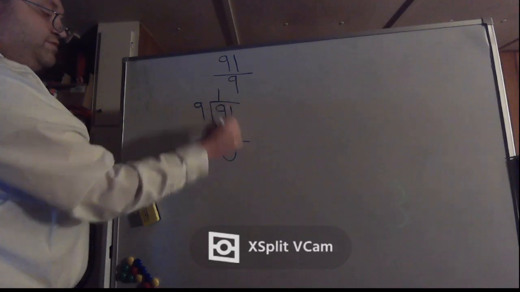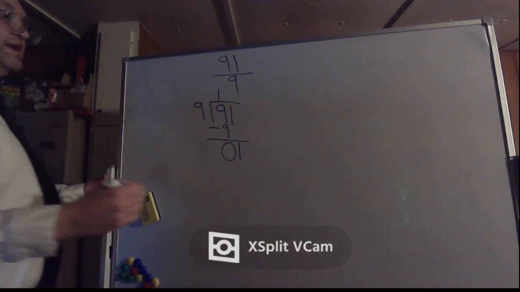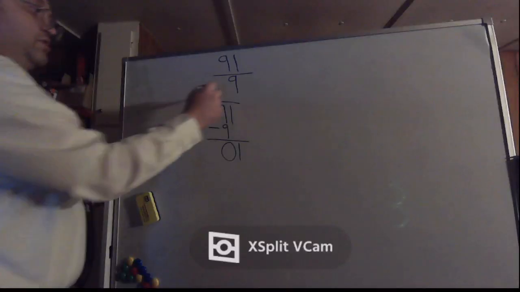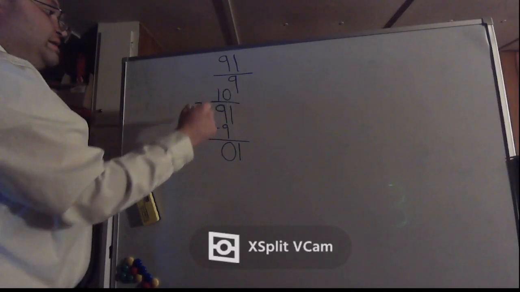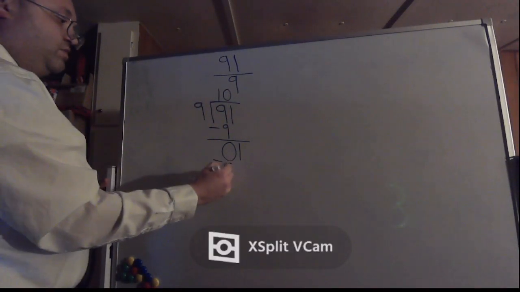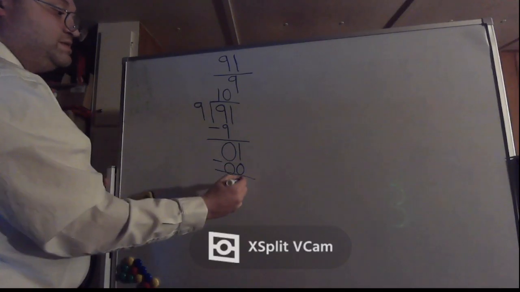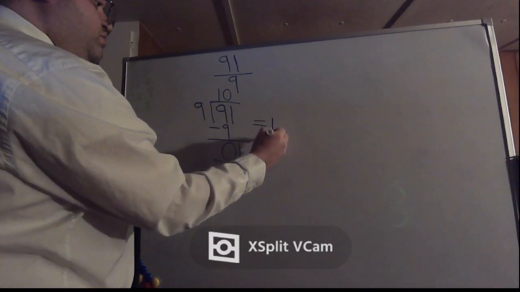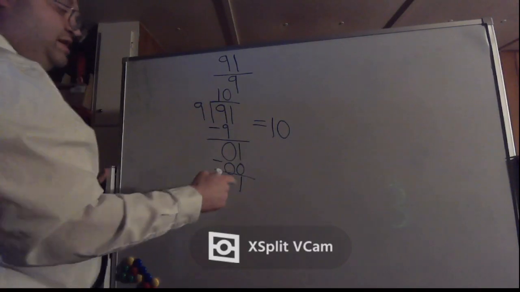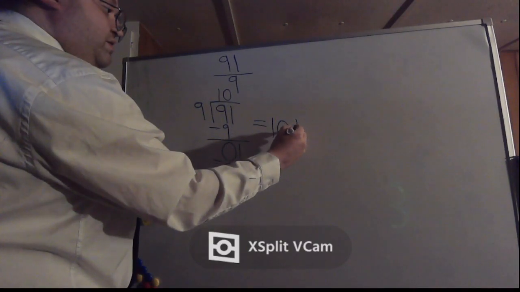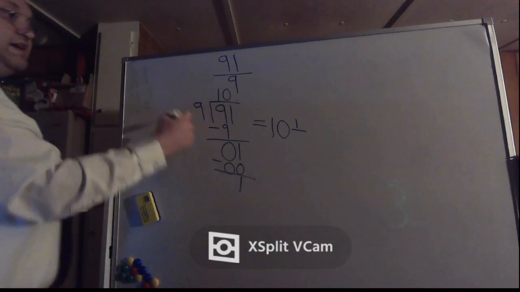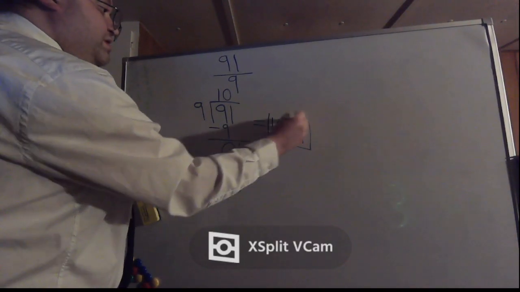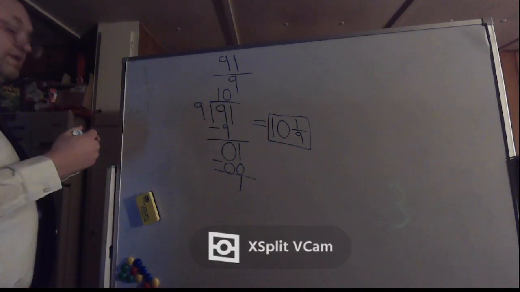You'll bring down the 1. 9 goes into 1 how many times? 0. So 0 times 9 is 0. Well, 1 minus 0 is 1. You now have a remainder of 1. So the whole number is going to be 10. You have a remainder of 1, which is your numerator. Then your denominator is that divisor, which is 9. So the mixed number form of 91/9 is going to be 10 1/9.